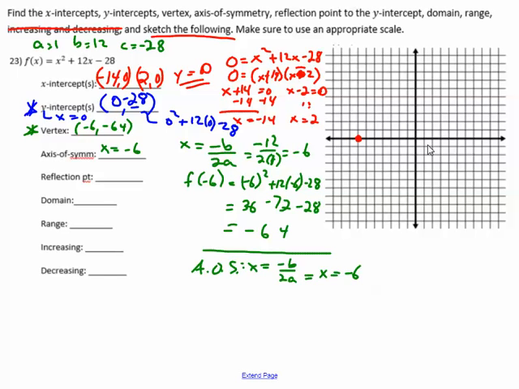X-intercept also is at 2, 0. So there'd be another point right there. So there would be our two x-intercepts. Y-intercept, 0, negative 28. Let me see if we can change that to blue. See if we can get that down there. And 0, negative 28. Here's my 0 in the x direction, negative 28.